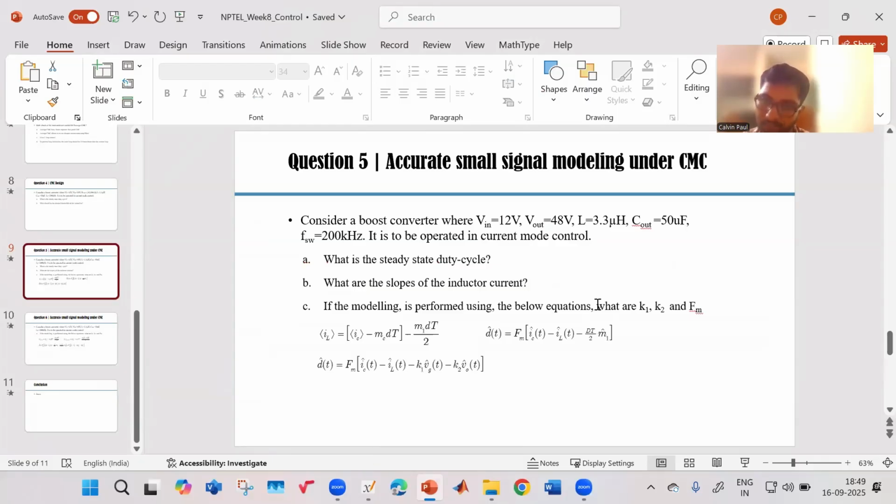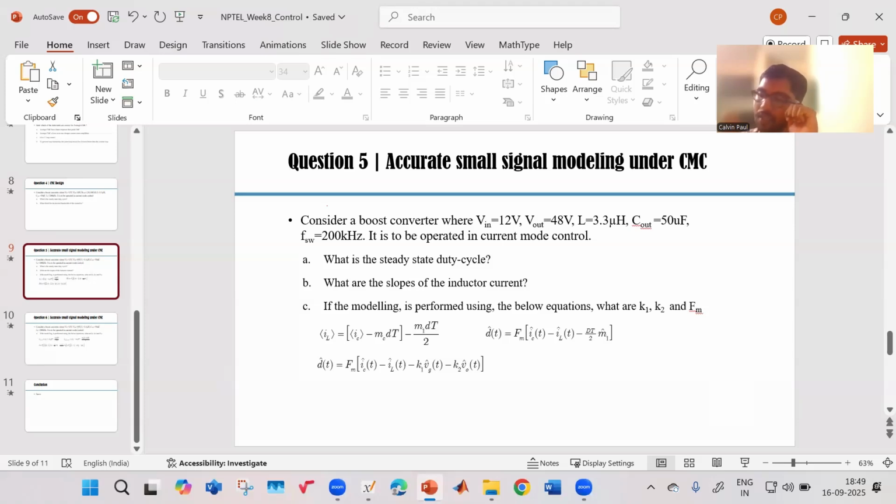So this is your question where you're doing accurate small signal modeling under current mode control. This is the first method. You have your input voltage 12 volt, output voltage 48 volt, L is equal to 3.3 microhenry, output capacitor is 50 microfarad, switching frequency is 200 kilohertz, and we are operating in current mode control. So what should be the steady state duty cycle? One minus 12 by 48. So 0.75.